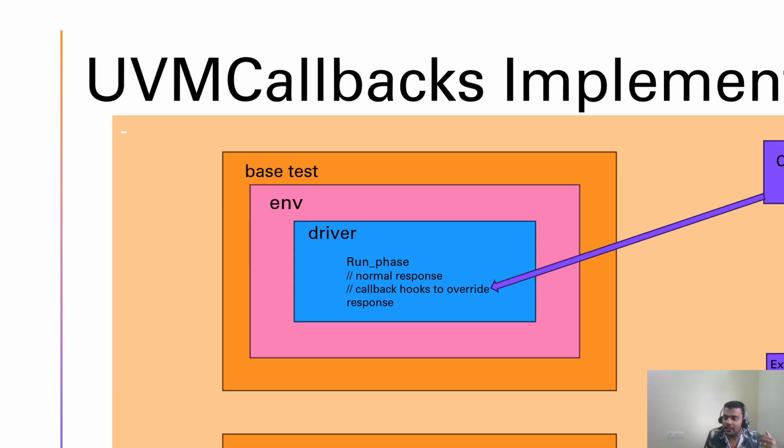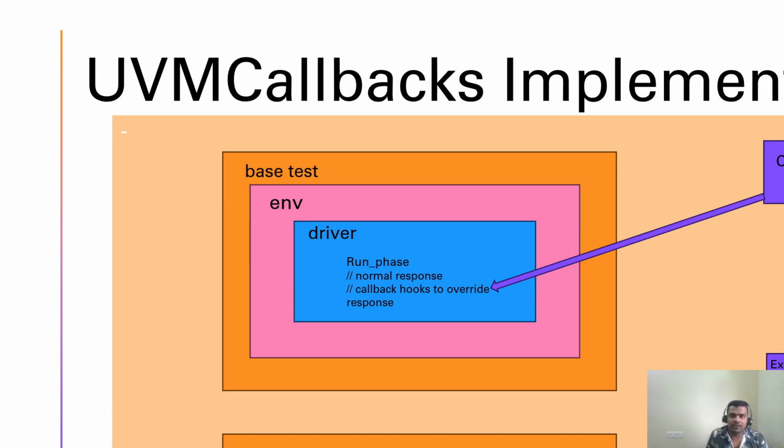The override method, essentially what it will do is make the response type slave error. And in the extended base test, which is basically the error test, in the build phase we will add this override dummy method in the UVM callbacks. That is essentially what we will do here.